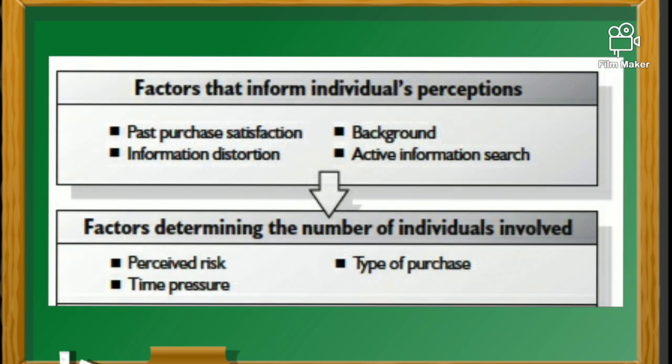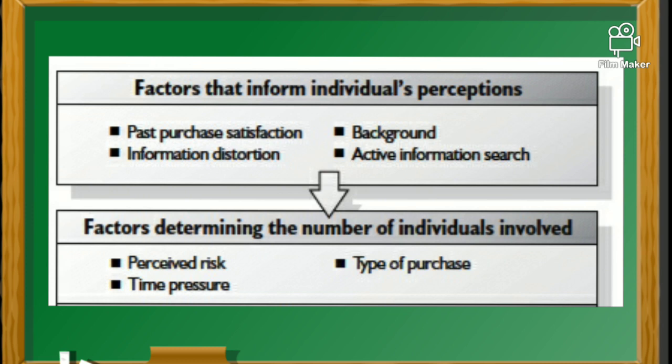Here on the screen, you could see some of the Sheth model factors. The first one is factors that inform individual perception, like your past purchase satisfaction, your information about your suppliers or your product, and the background of the raw materials or the supplier who supplies your raw material, and some of the active information you search related to your buying. This also influences your organization buying.